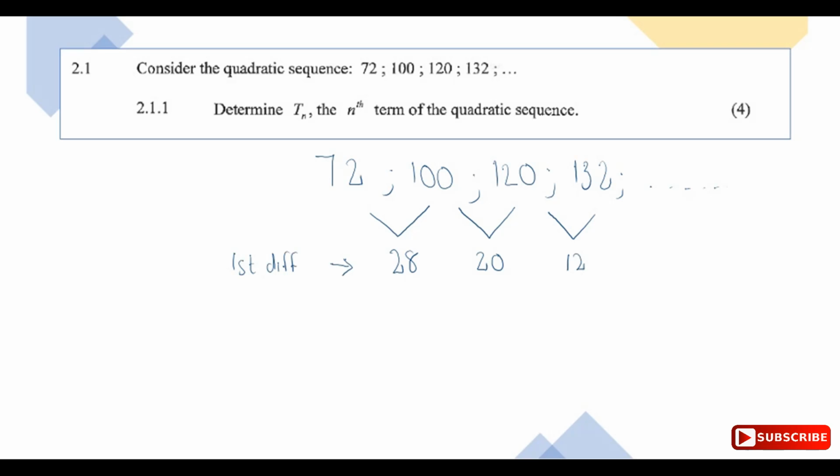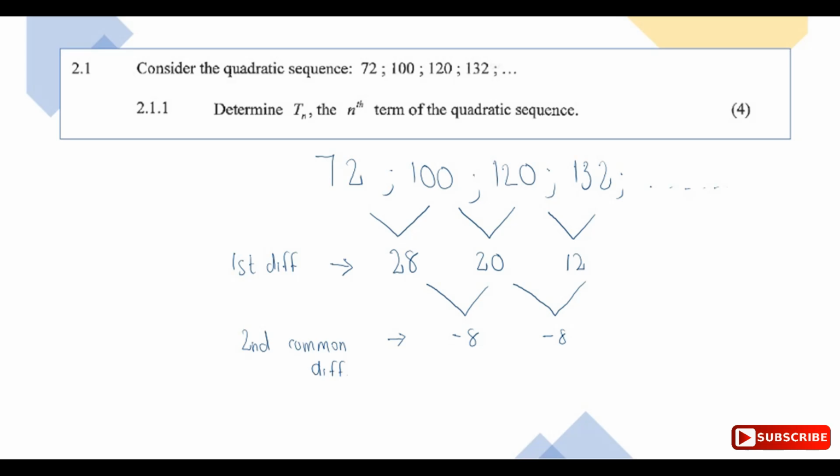Now we need to get the second common difference, because we know that a quadratic sequence has a second common difference. To find it, you take 20 minus 28, which is minus 8, and 12 minus 20, which is minus 8. So this is our second common difference. From here we will be able to get the formula of the nth term.